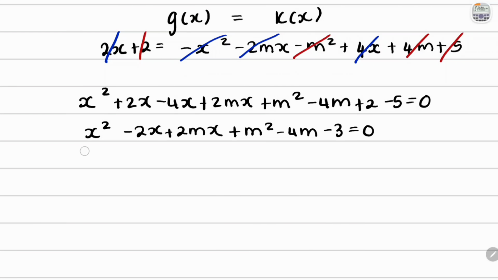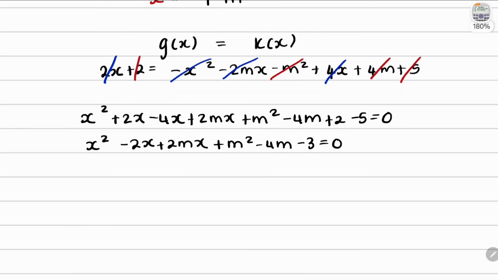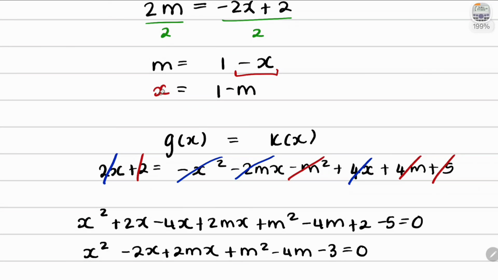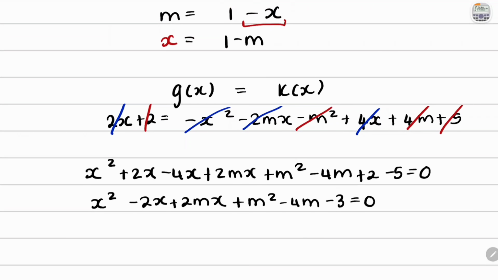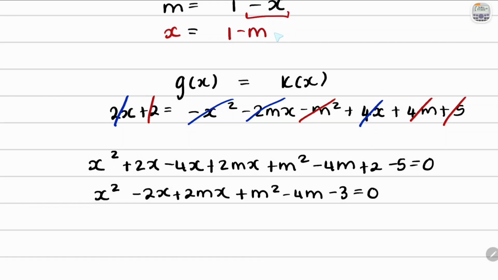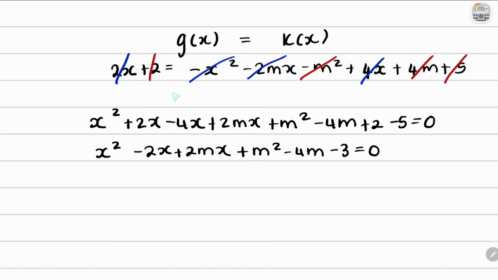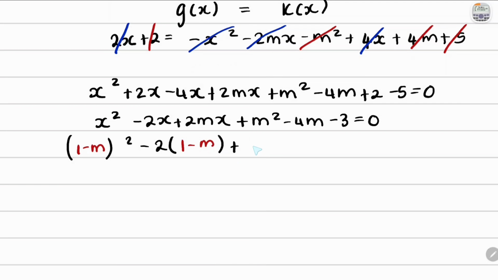So what we can do here, if we don't need to simplify any further, is simply substitute the value of x into this equation. Wherever you see x, we're going to put 1 minus m. So there's x squared, that's 1 minus m squared. And then we have minus 2x, that's again the 1 minus m. And then again, we have plus 2m times x, that's 1 minus m. You see the whole point is to get everything in terms of m, really just solve for m. And then we have plus m squared minus 4m minus 3 is equal to 0.